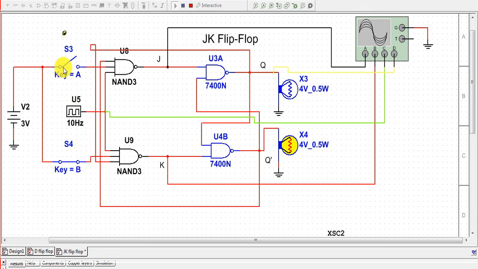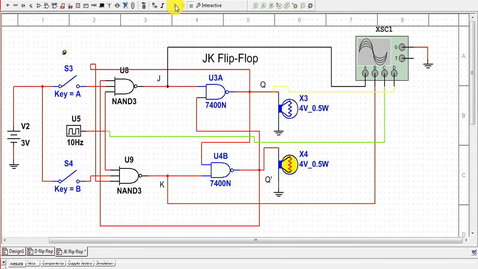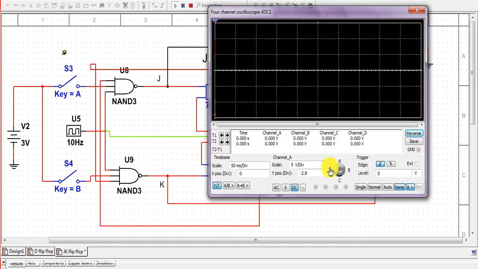Now in the JK flip-flop, if we close both the switches, then initially it remains in the same state, but after some time it keeps on changing state. So now we will see these things on our oscilloscope. As soon as we start the connection, we will see the timing diagram.